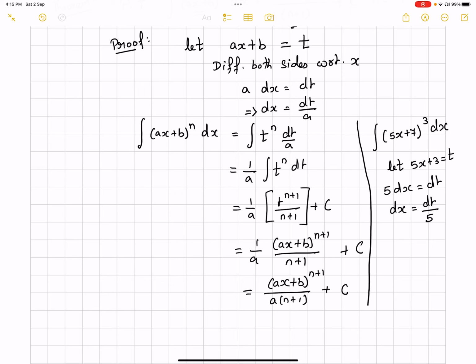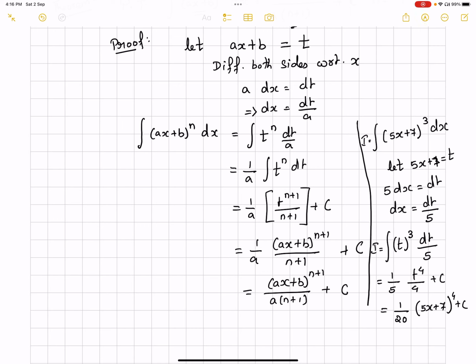Done. And now let's go back to our problem. This one, which we considered, I is equal to, let me write it, the integral of (5x plus 7) cubed dx. Sorry, 5x plus 7 is nothing but t. So t cubed dt divided by 5, which is going to be 1 by 5 t to the power 4 by 4, which is going to be 1 by 20, plus c. What is t? t is nothing but 5x plus 7, whole to the power 4, plus c.